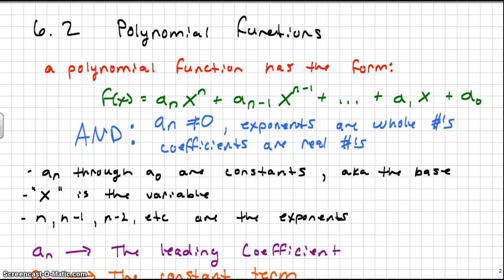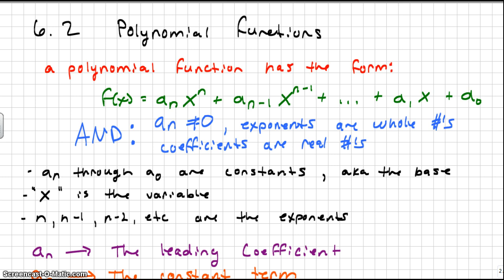So, a polynomial function has the form, and it's in green. It doesn't look too friendly, but I'm going to read it off just like it mathematically says. f of x equals a sub n x to the n, plus a sub n minus 1 x to the n minus 1, plus dot dot dot. And that's just, there could be a whole bunch of stuff in there. We're just leaving that out. Plus a sub 1 x plus a sub 0. This is the standard form for a polynomial function.